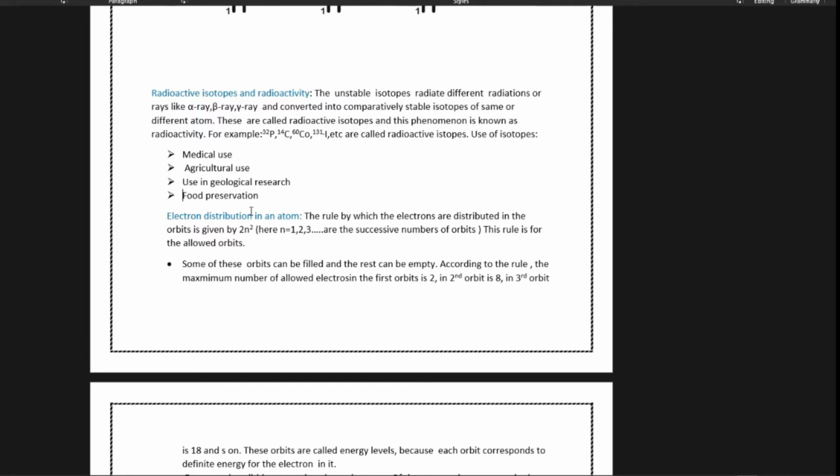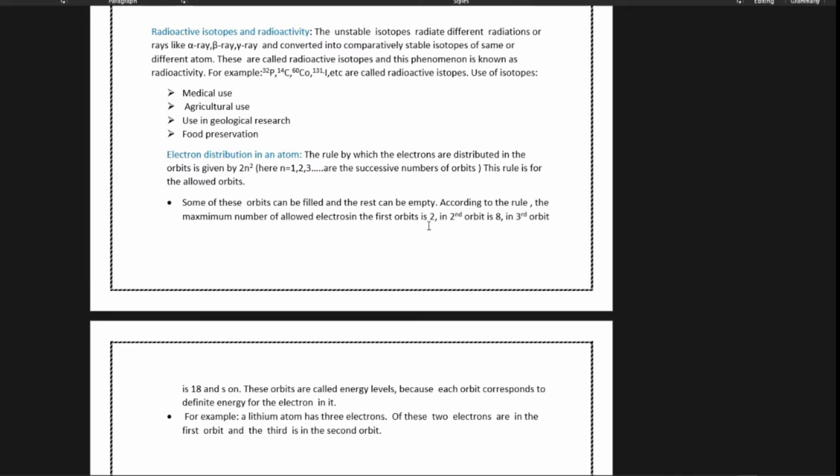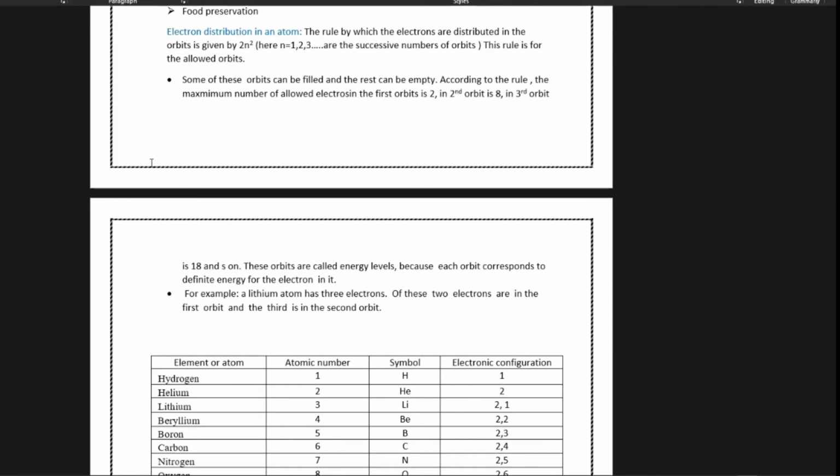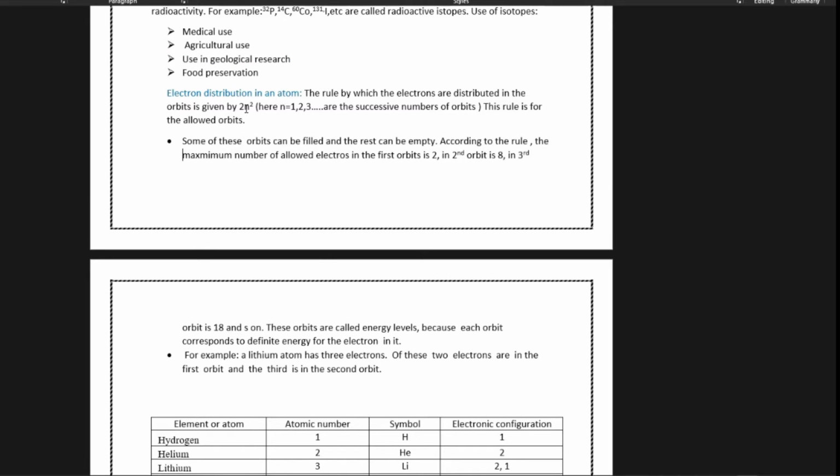So how the electrons in an atom will be distributed, or what is the maximum number of electrons in an orbit of an atom. Some of these orbits can be filled and the rest can be empty. Following this rule, we will place the electrons. The maximum number of allowed electrons in the first orbit is 2, in the second orbit 8, in the third orbit 18, and so on. So 2n square, where n is the number of the orbit or energy level.